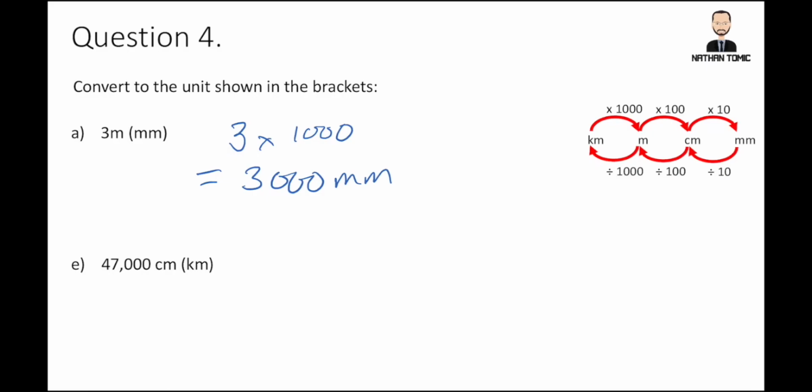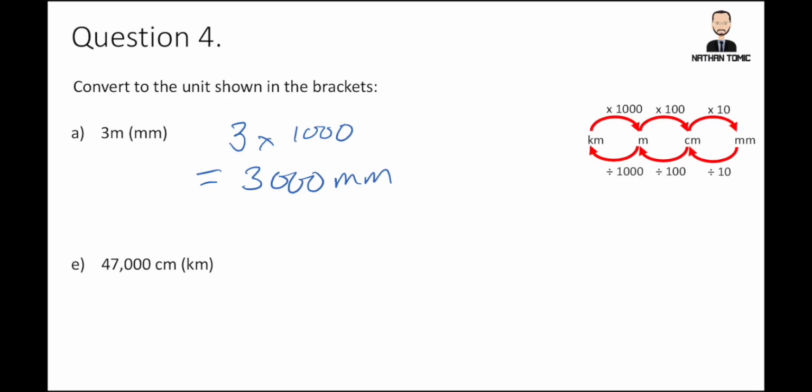For the second one, we're going from 47,000 centimeters into kilometers. So again, we're jumping 2 places here, going from centimeters through millimeters into kilometers. So we would normally divide by 100 to get to millimeters, and then divide by 1,000 to get to kilometers. But again, we know that we can do that in one step. We can actually divide that by 100,000, which really just means moving the decimal point by 5 zeros.